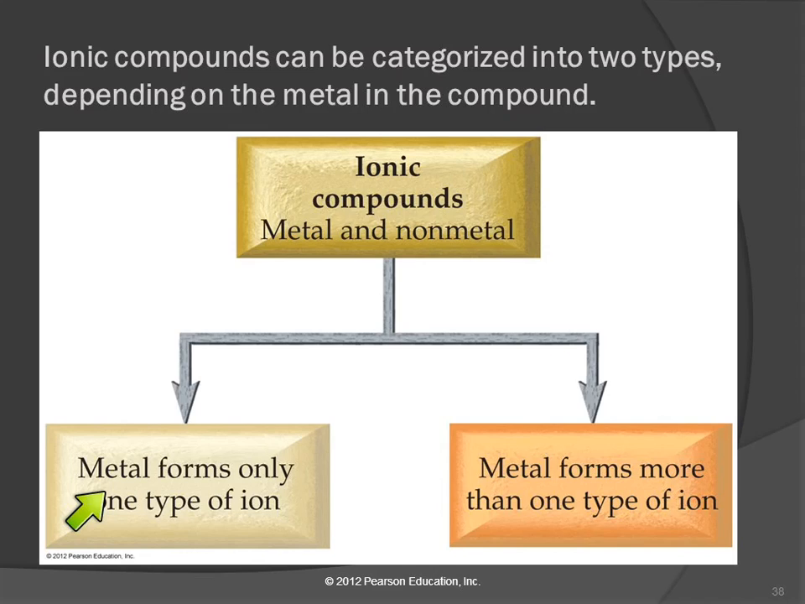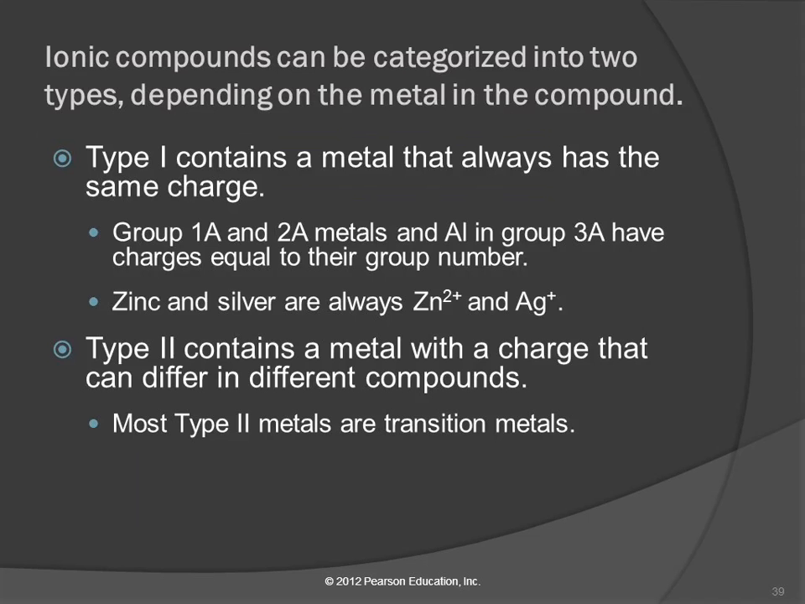Did we talk about zinc and silver yet? I don't think so. Anyway, group 1, 2, and 3 for now. And then we have the other metals. They can form more than one kind of ion. So type 1 forms one kind of ion. These are group 1A, 2A, group 3A. There are other elements in group 3A, gallium, indium, and thallium. We're just not even going to run into those, but we can just remember group 1, 2, and 3.